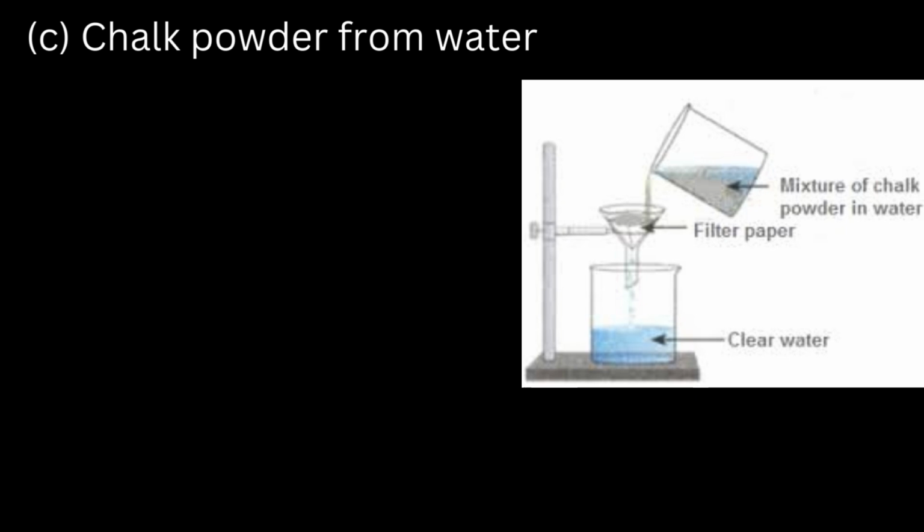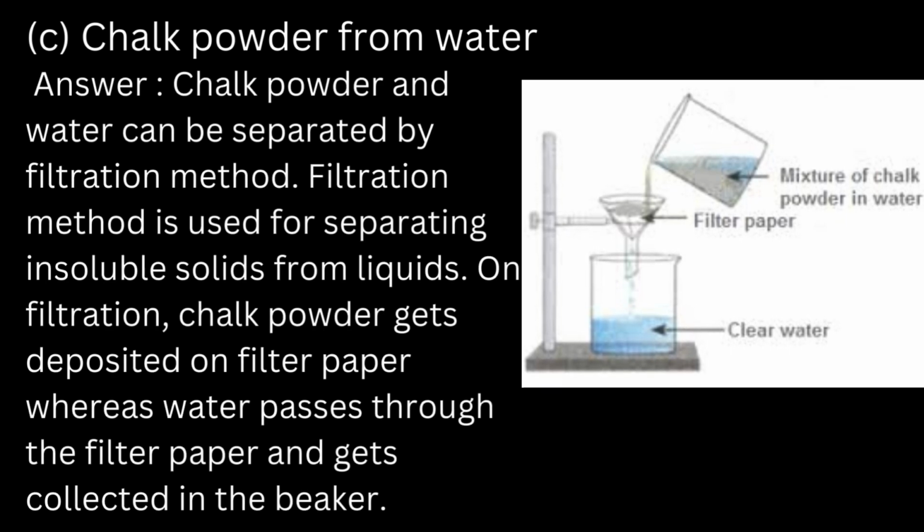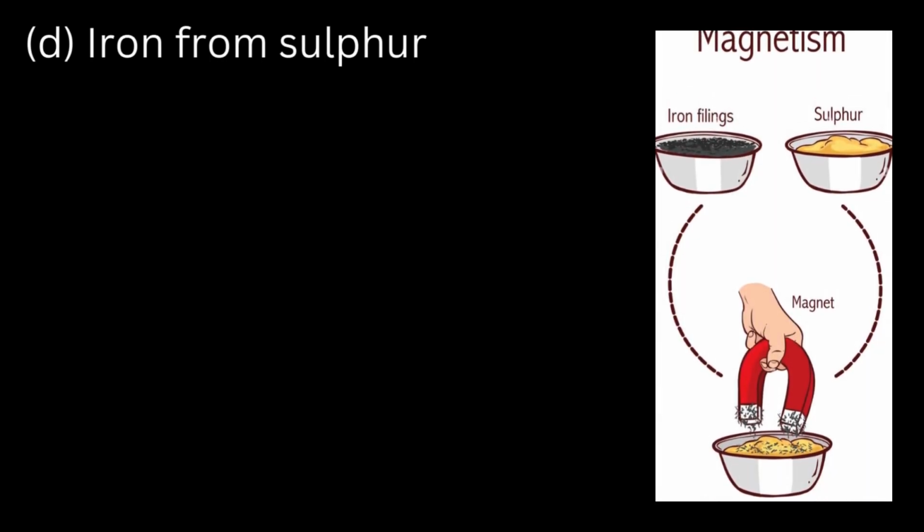C. Chalk powder from water. Answer. Chalk powder and water can be separated by the filtration method. Filtration is used for separating insoluble solids from liquids. On filtration, chalk powder gets deposited on the filter paper, whereas water passes through the filter paper and gets collected in the beaker. D. Iron from sulfur.